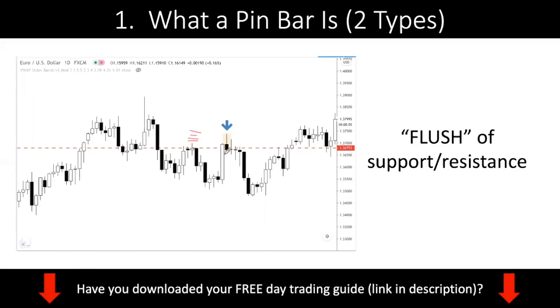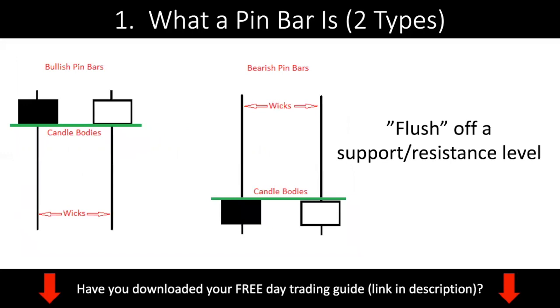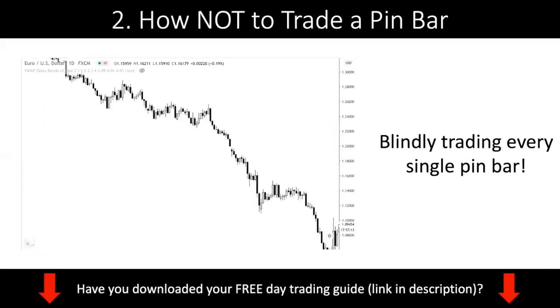This is my personal favorite. I prefer to trade it this way because I know that the institutional players are in, right? They are in to put their orders here, because when you're getting stopped out, they're actually getting in. So I prefer this pin bar over the previous one, which is just a rejection of the strong level. Now I'm not saying that this rejection of a strong level doesn't work. It can still work, but personally, you want to focus more on this flush of a support and resistance level. So this is what a pin bar is, and the two types.